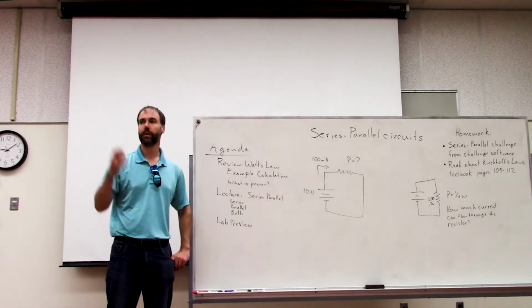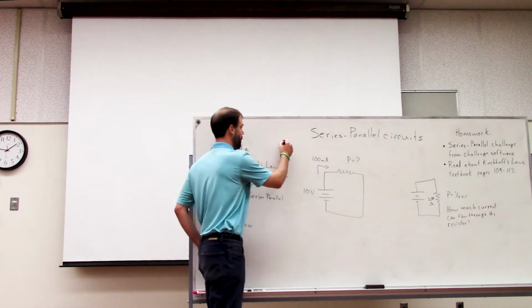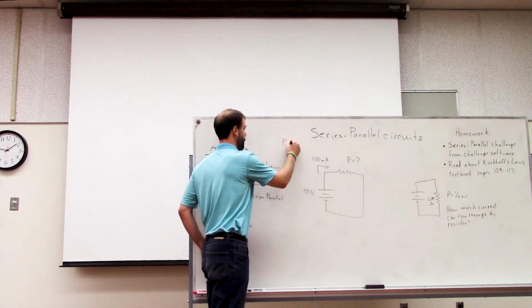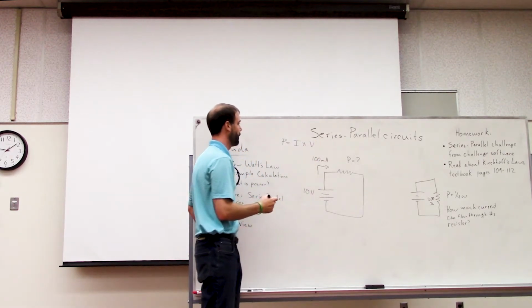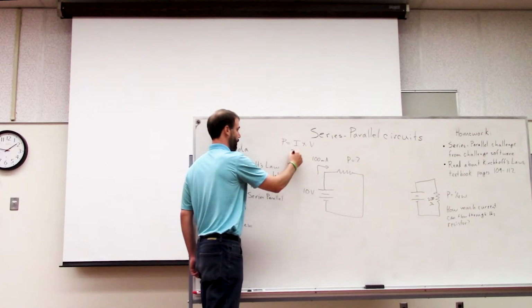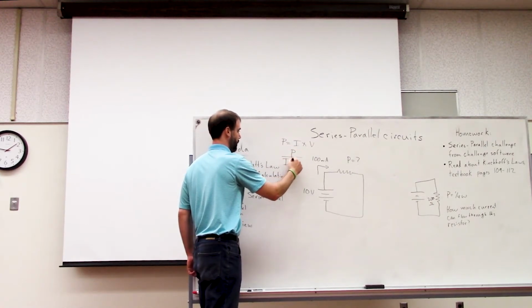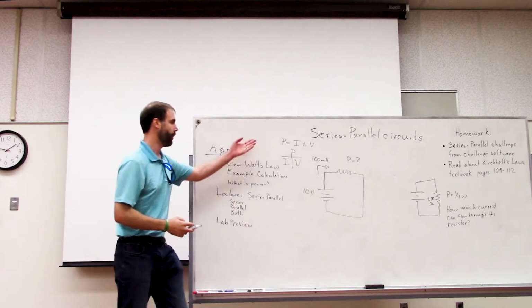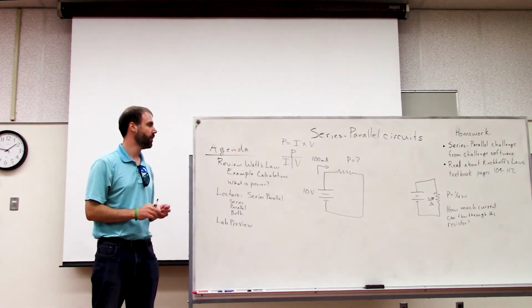Yeah. Power is I times V. Power equals current times voltage. We could also write this another way, right? We could write it sort of the way that we did Ohm's law, right? So we can use that in either way.